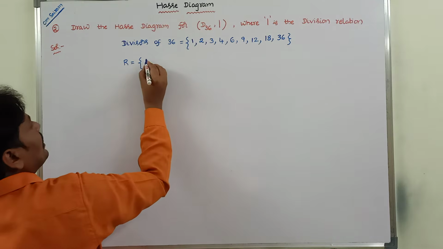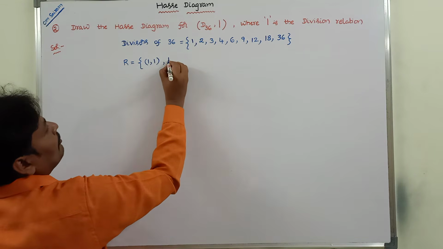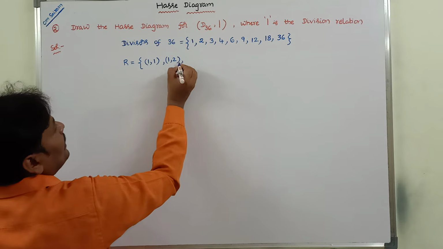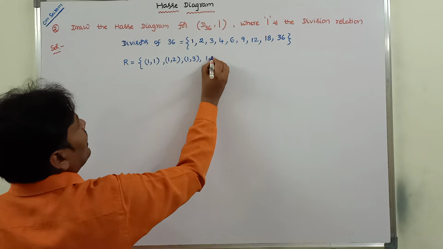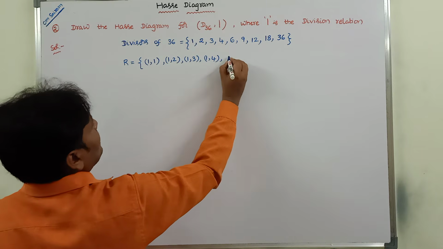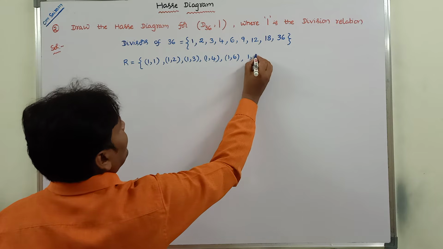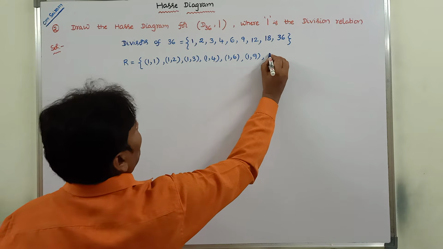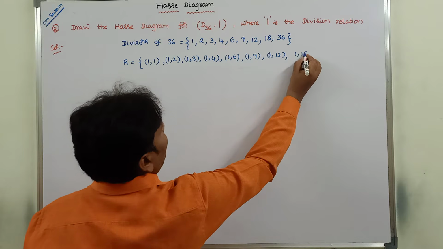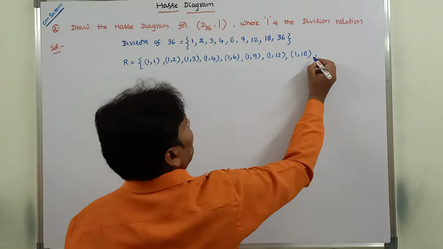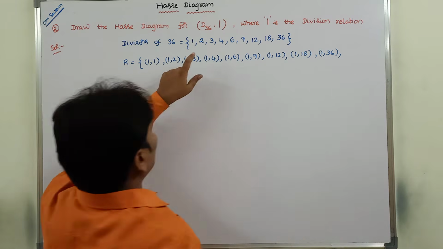First, 1 divides 1. Next one, 1 divides 2. Next, 1 divides 3. Next, 1 divides 4. Next, 1 divides 6. Next, 1 divides 9. Next, 1 divides 12. Next, 1 divides 18. Next, 1 divides 36. Next, we can go for 2.